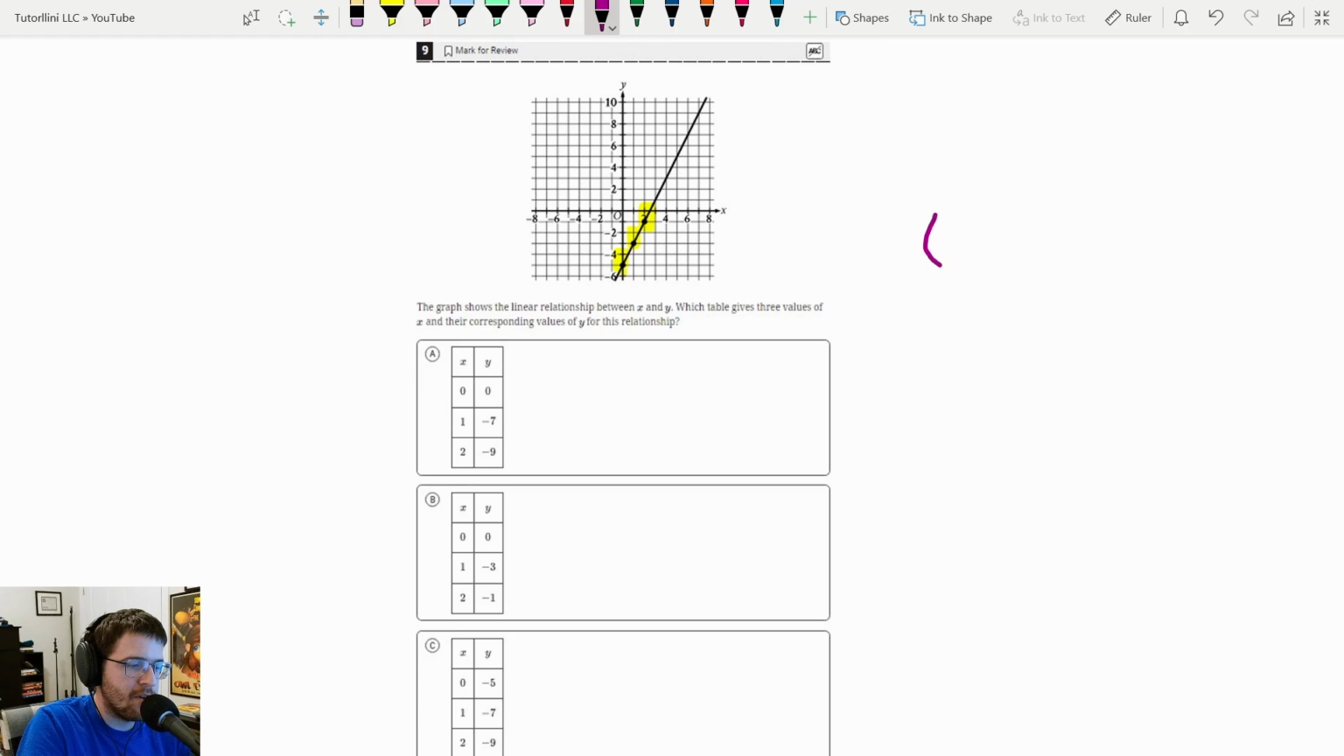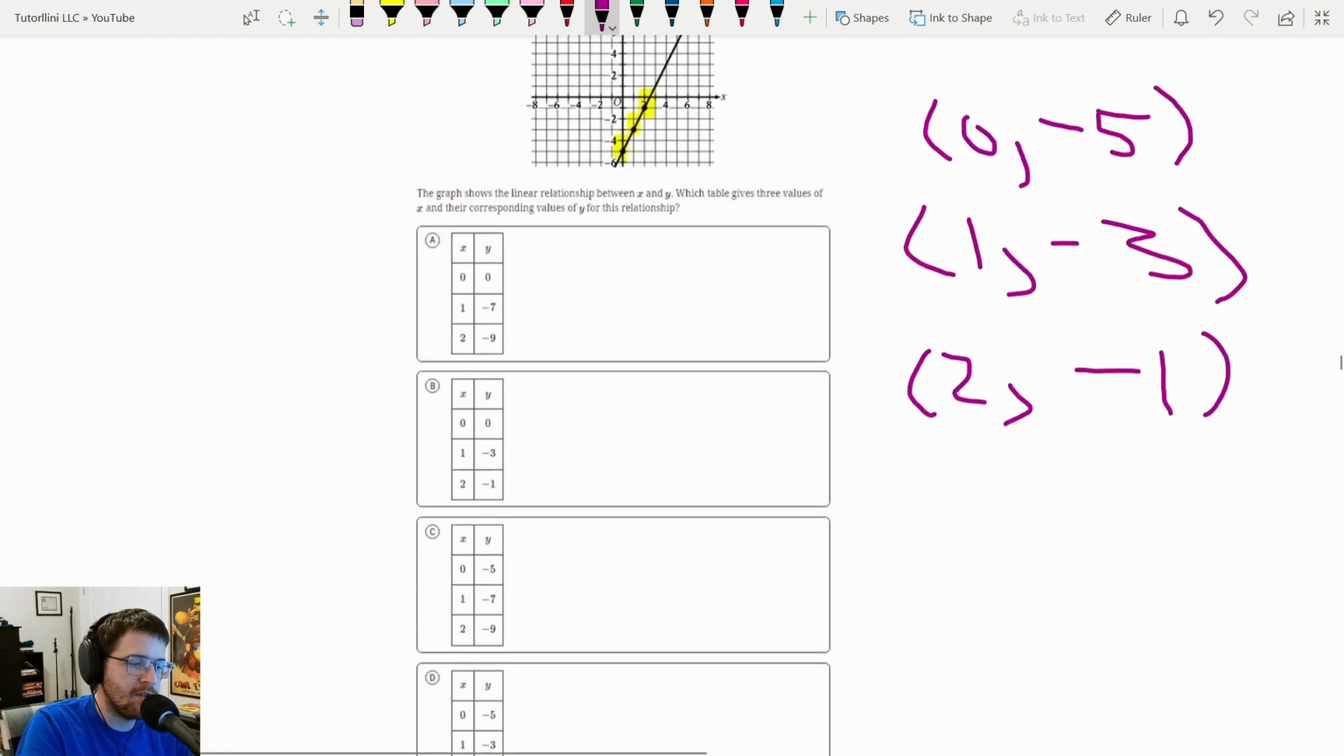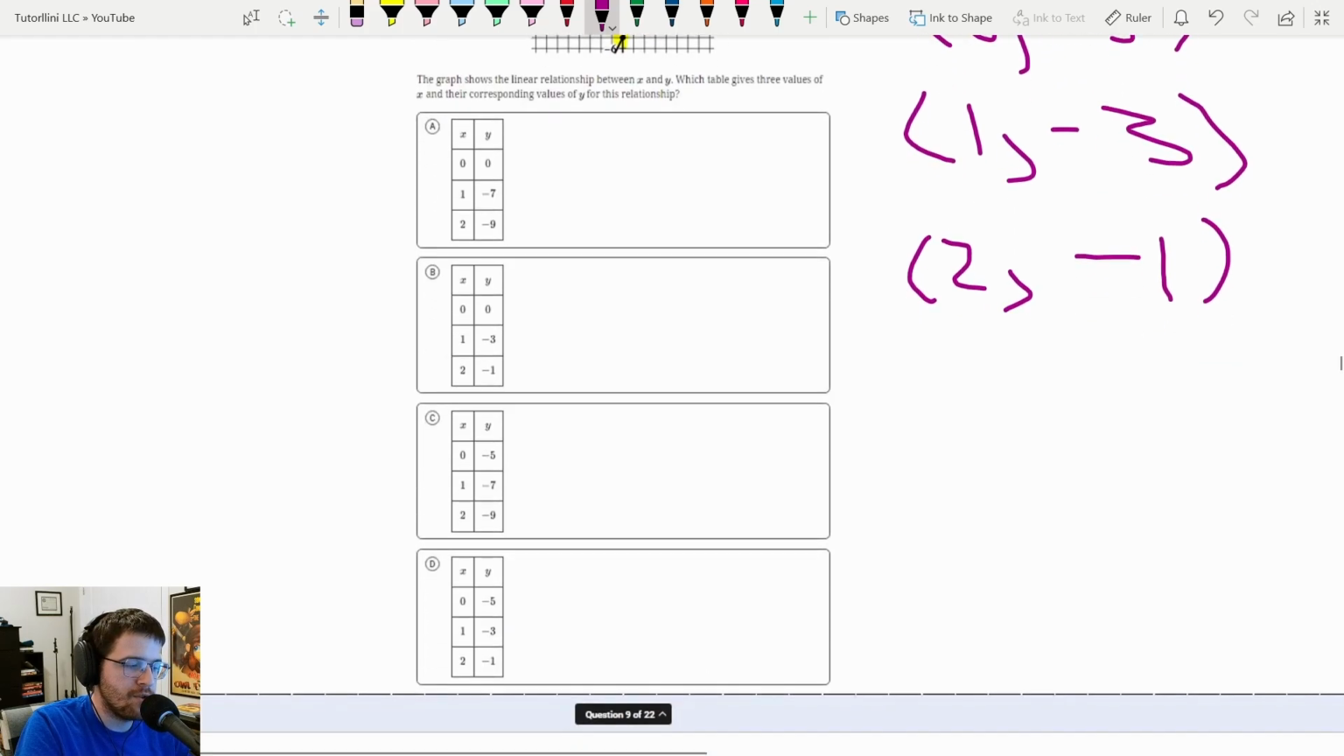That's 0, -5. Okay, the next one is 1, I think that's -3. And the next one is 2, -1. I bet those are the points they want us to look at. Let's look to see if there's any choices that have those. And I think that pretty much perfectly matches choice D, which is the answer.